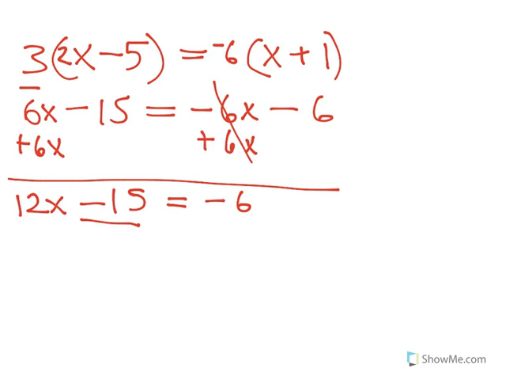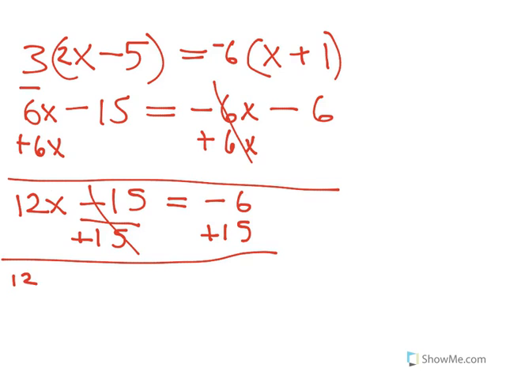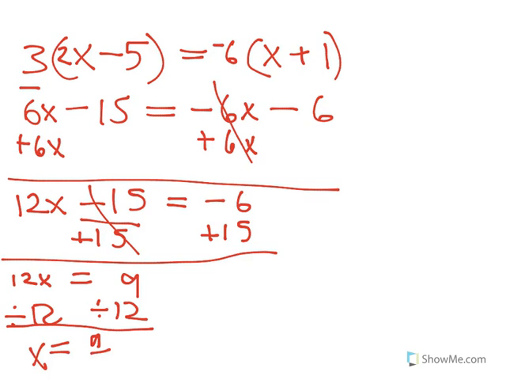So now I need to move this, and to do that I've got to add 15 to both sides of the equation. When I add 15 to both sides, this part cancels out, and I'm left with 12x is equal to -6 plus 15. So that's actually going to be positive 9. You divide both sides by 12. When I divide both sides by 12, I'm left with x is equal to 9 divided by 12, so 9/12. If you really wanted to go all the way, it would be simplified 3/4. So that's how you do these problems.